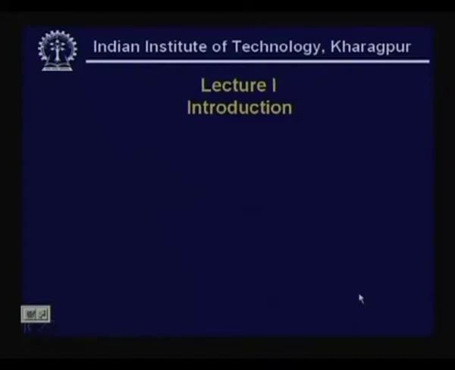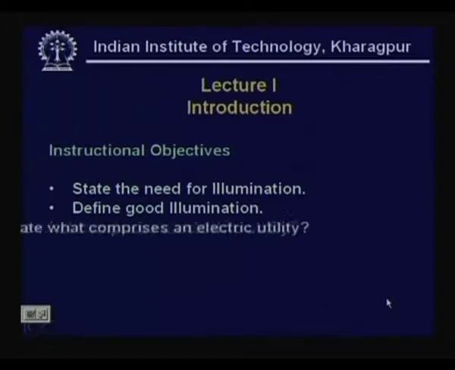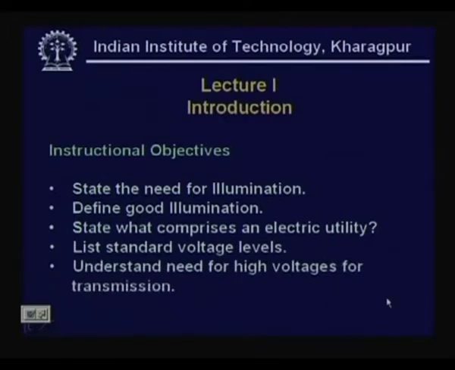This is lecture 1 of the course, dealing with introduction, and to begin with, let us look at the instructional objectives for this particular lesson. What do we expect at the end of this lesson? Number 1, state the need for illumination. Number 2, define good illumination. 3, state what comprises an electric utility. 4, list standard voltage levels. 5, understand the need for high voltages for transmission.